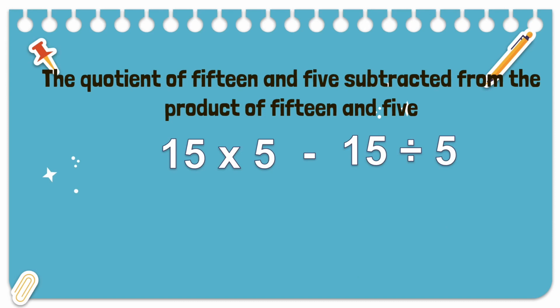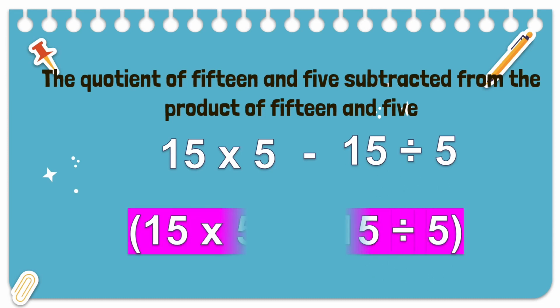Or para mas maganda na siya kapag sinulat, ginagamitan natin siya ng open and close parentheses para mahiwalay natin yung mga operation symbols. So, ganito siya. 15 times 5 minus 15 divided by 5, or sa word naman, the quotient of 15 and 5 subtracted from the product of 15 and 5.